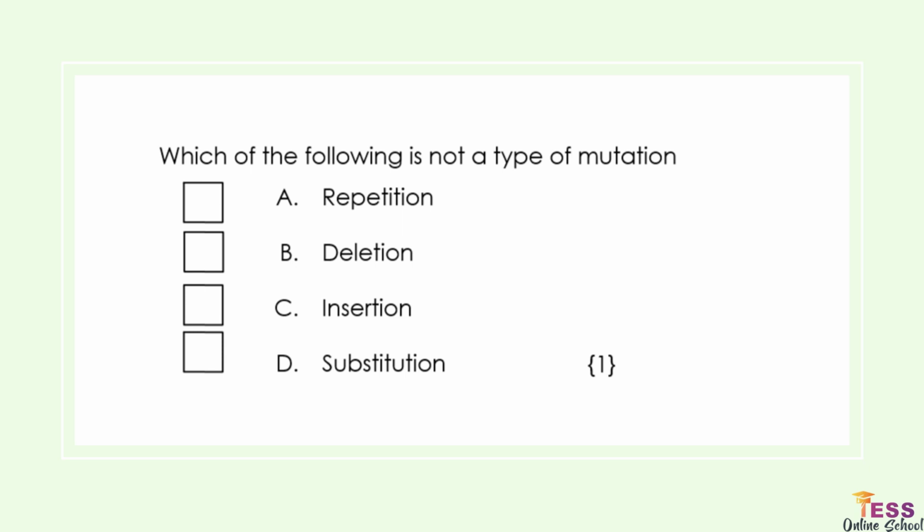The next question is also another multiple choice question, so let's have a go at this now. Which of the following is not a type of mutation? Is it A, repetition, B, deletion, C, insertion, or D, substitution? The answer is A, repetition. You have learned the following deletion, insertion, and substitution mutations above.